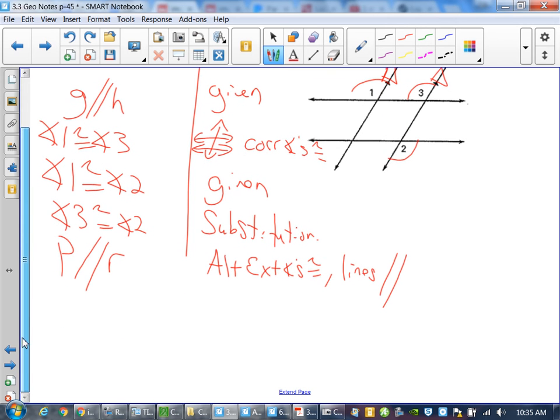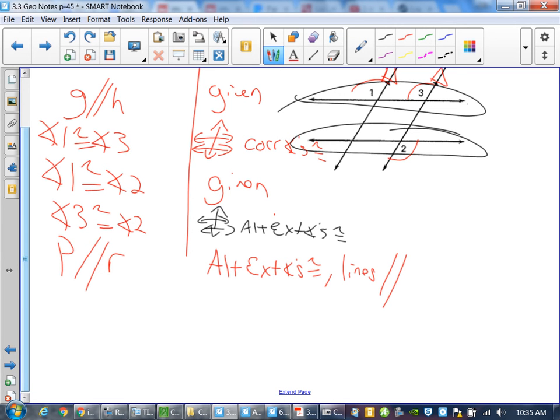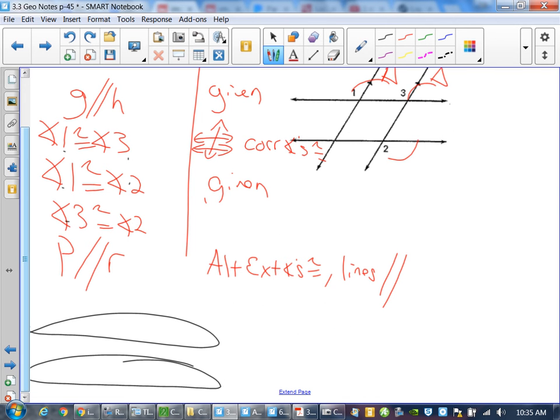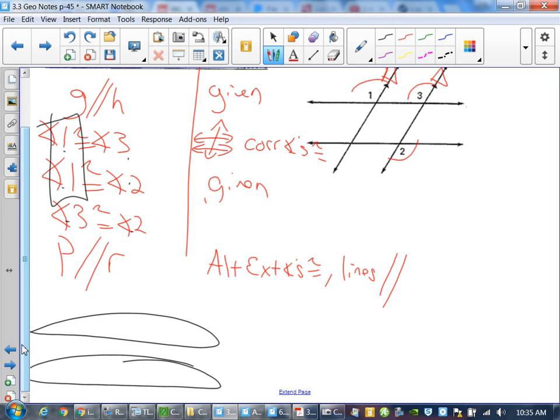Hey guys, the reason why you can't say that, just because you can't do parallel lines cut by a transversal here, alternate exterior. The reason why you can't put that there is because are these two lines parallel anywhere before it? No. You're proving that they're parallel. So you can't use that step to say that they are because you haven't said that they're parallel yet. Does that make sense? They're trying to force you to use the process of 1 is 3, 1 is 2, 3 is 2 by using the substitution that gives you, hey, look at this. Those are alternate exterior angles. Those alternate exterior angles are congruent, which means then I can say that they're parallel.